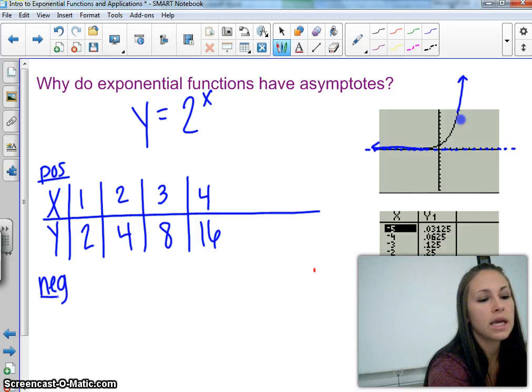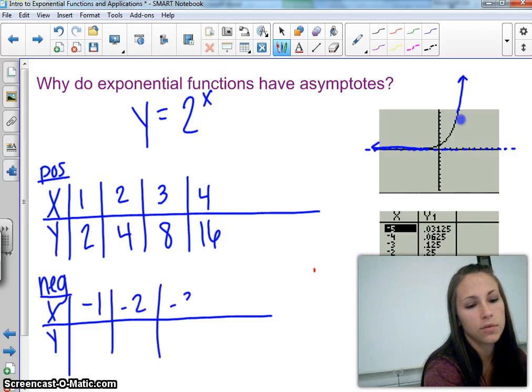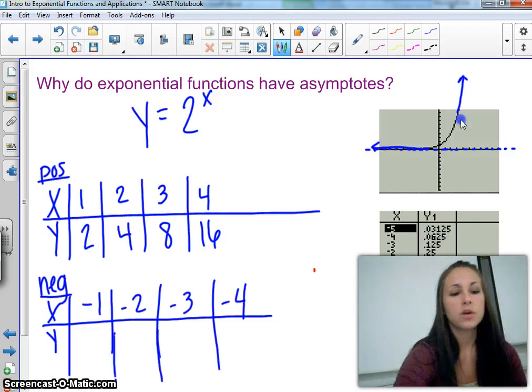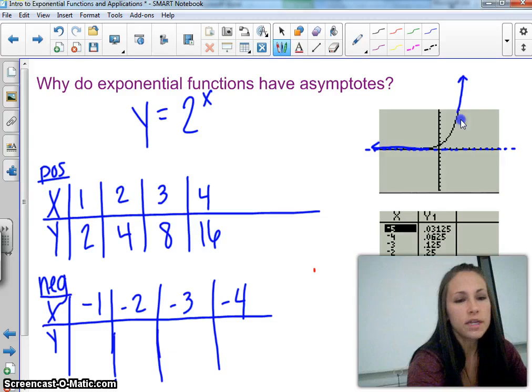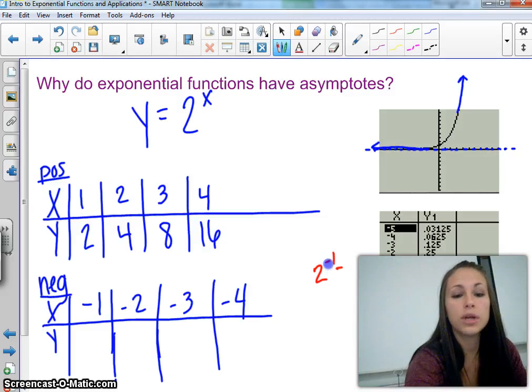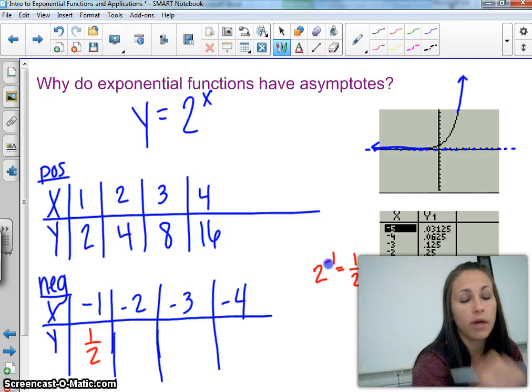If we plug in negative values for x instead, so I'm going to start with -1, -2, -3, -4, and I think you'll be able to see it after 4. Let's plug those in and see what happens. So if I plug in -1, this would be 2 to the -1. And so if you remember your exponent rules, whenever I have a negative exponent, to get rid of it, I just take the number and drop it to the bottom of a fraction, so that would be 1 over 2 to the first. And 1 over 2 to the first is just going to be 1/2.